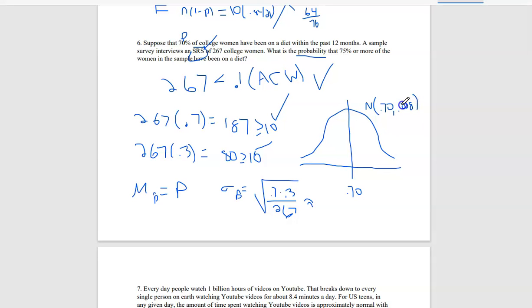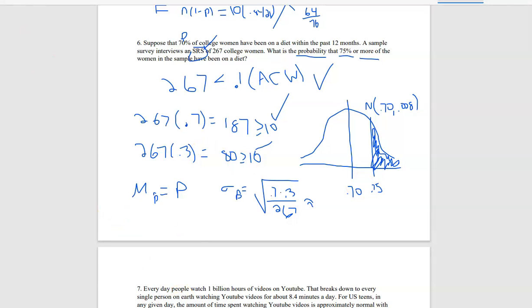Should I draw my value to the right or to the left of the mean? I hope you realize the value is the p hat, 75, so that's above 0.7. Now should I shade to the left or the right? That's what is the probability that 75% or more women in the sample. So I'm going to shade to the right. This is the area I am trying to find.